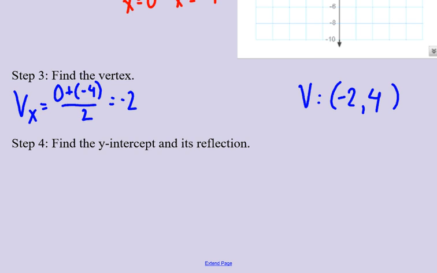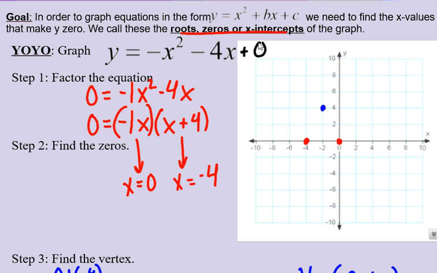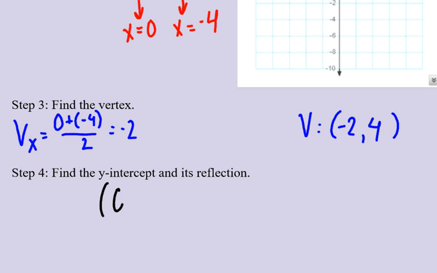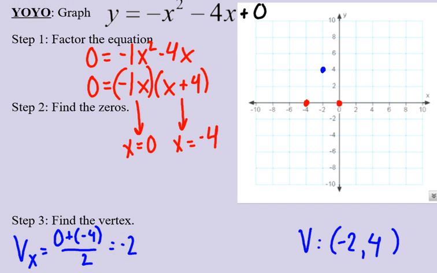And then the last part is your y-intercept. You'll notice that there was no number at the end. It's because it's implied to be 0. So your y-intercept is (0, 0). Plot that right there. It's redundant with one of your x-intercepts. Then you sketch the graph in.